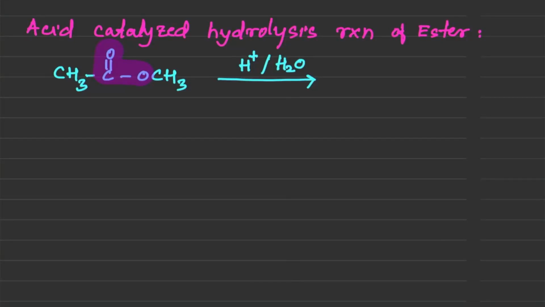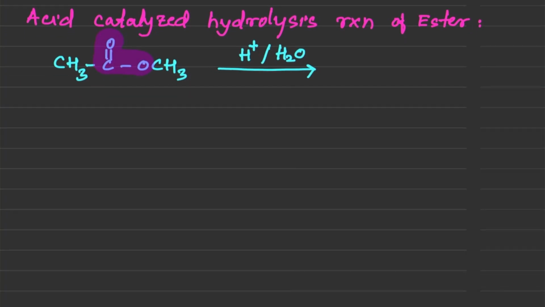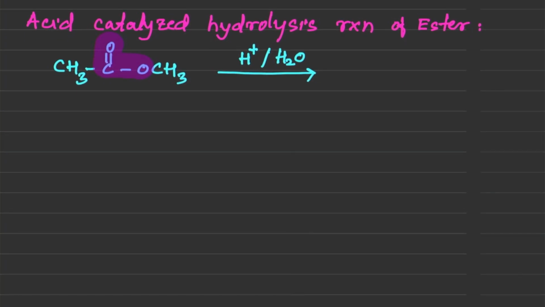Hello everybody. In this video we will discuss the acid catalyzed hydrolysis reaction of esters. So what are esters? Esters are a functional group when you have this particular group, CO and O. Okay, so that's our ester. So how do we do these reactions?